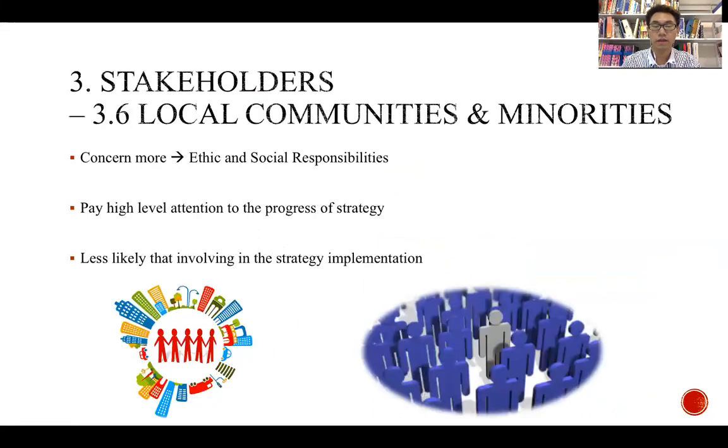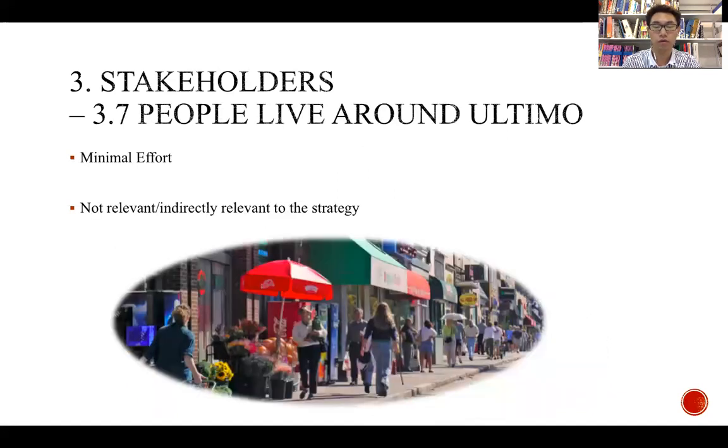Local communities and minorities may be more concerned about business ethics and social responsibility issues. They pay high-level attention to university strategy development, but are less likely to influence or be involved in the strategy implementation. Lastly, people who live around Ultimo may contribute minimal effort since they may not be relevant to the strategy or will be affected by the strategy only indirectly. It is because they or their children may be the UTS future students.